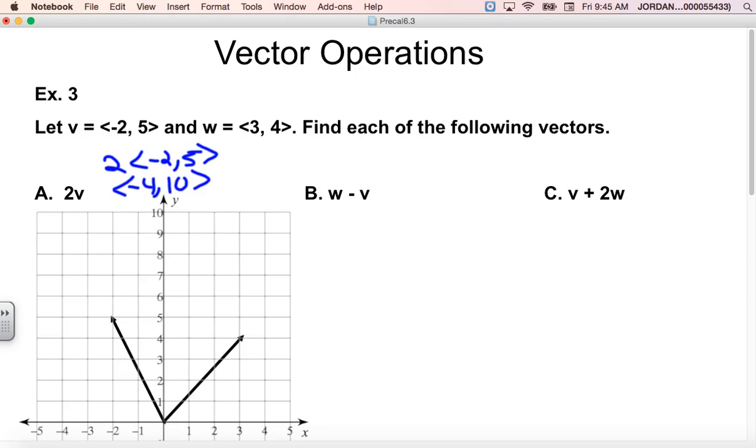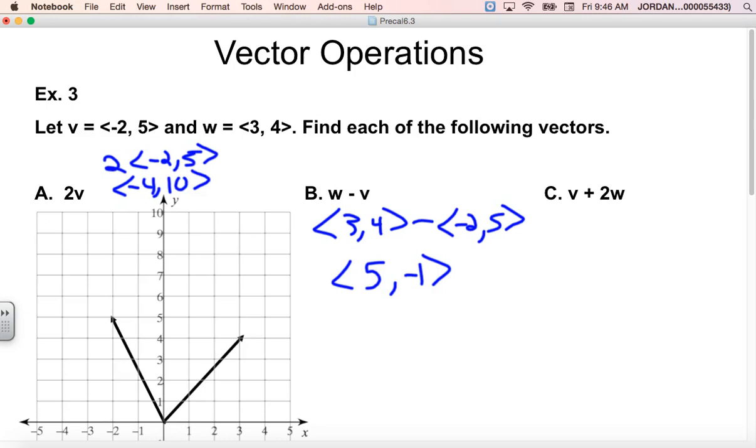All right, so let's look at adding or subtracting real quick. So w minus v, it's pretty self-explanatory. You're just going to subtract the x coordinates and subtract the y coordinates. So we would have w, which is 3, 4, minus -2, 5. So you would subtract 3 minus -2 would be 3 plus 2, which is 5, and 4 minus 5 would be -1. So that would be w minus v if you do it algebraically.